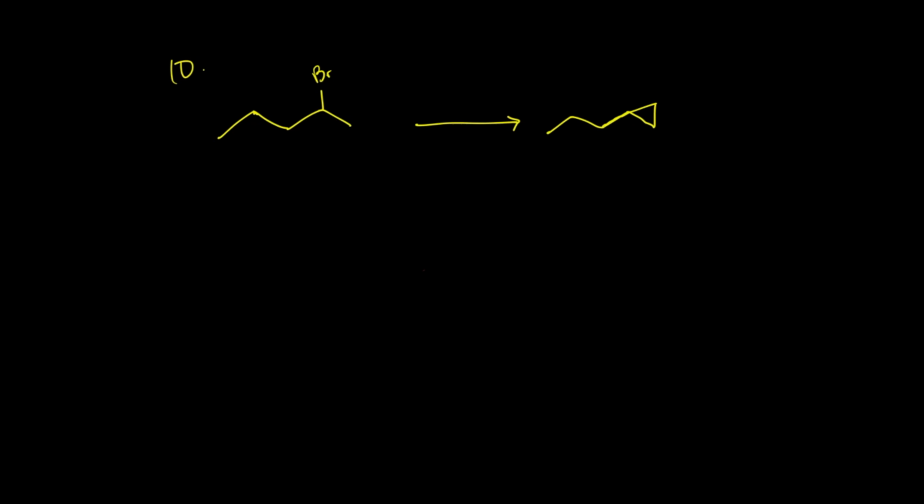This is a nice little quick one. If I react this guy with LDA, kick that group out, form a nice double bond here. And essentially, if we count our carbons, we got 1, 2, 3, 4, and 5. 1, 2, 3. Off of 4 and 5, I form an epoxide.